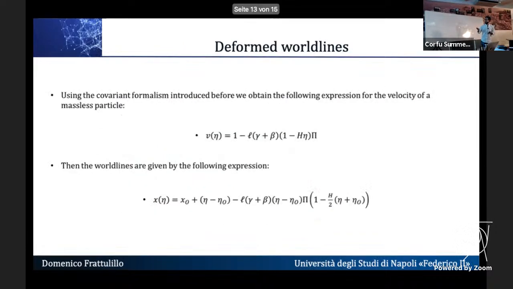And so we have all the ingredients to study the kinematics in this DSR spacetime. If we use the covariant formalism that we have introduced before, again we can calculate the velocity of a massless particle, and we obtain the following expression for the velocity of a photon, which, again, is not equal to 1 but is momentum dependent. If we integrate this expression for the velocity, we obtain the worldlines given by the following expression, and these expressions are the same in all inertial reference frames because we have a relativistic theory.